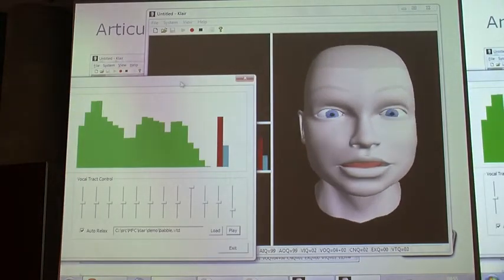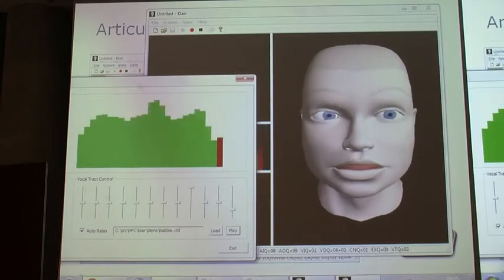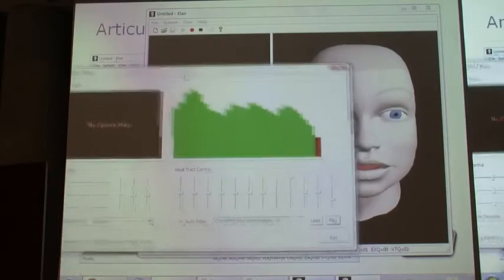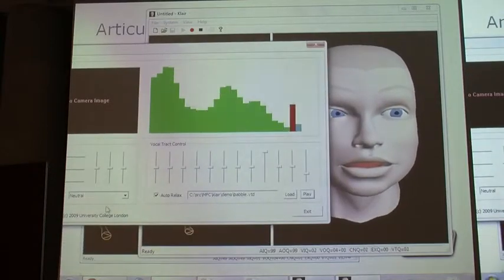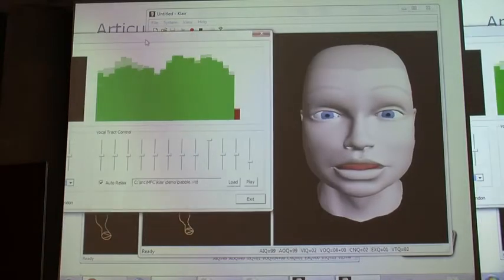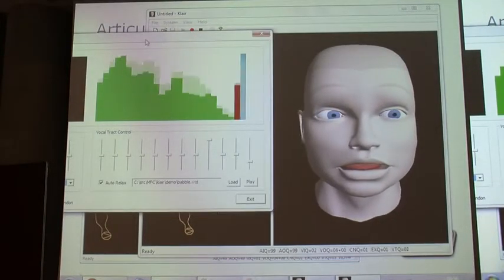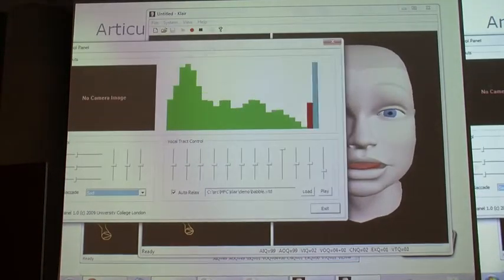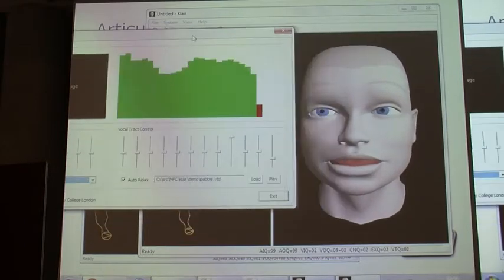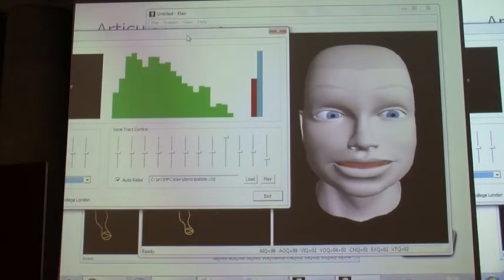And the other thing we can do with Claire, obviously I can manipulate all the vocal tract controls as well. I can also move the head around, and with a bit of luck, I can even change the expression so I can make it sad. Oh, no, what's the matter? Happy again. Yeah, it's all right now.